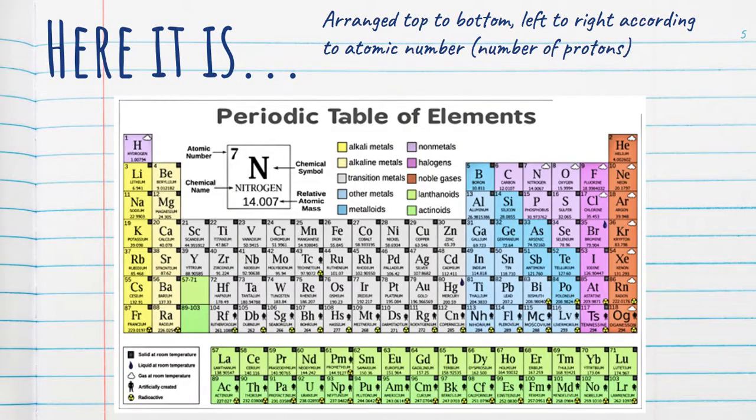All right, so here is the periodic table. This is what it looks like. And it's color-coded. We're going to be color-coding one in class so that you've got one similar to this. This is arranged top to bottom, left to right, according to the atomic number, so the number of protons, and that increases as you go top to bottom, left to right.